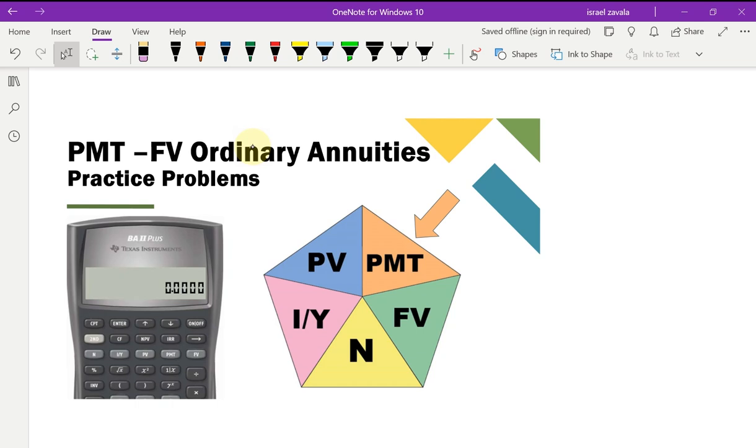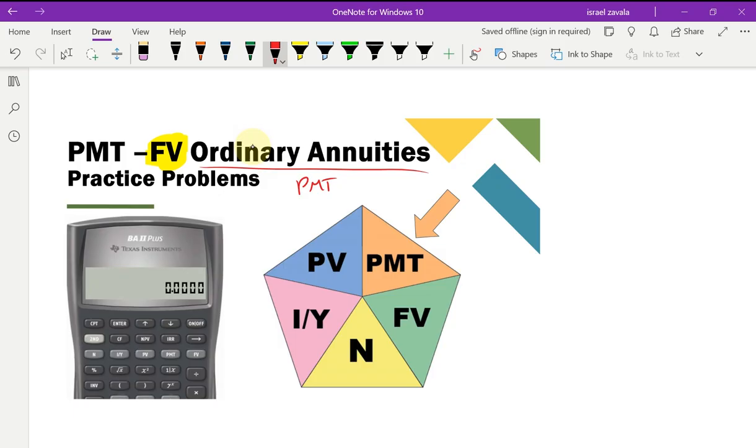Welcome back, students. Today we're going to be talking about payments. We are unlocking a new term in our time value of money pentagon that we have here, okay? However, we're going to be solving for the future value of a set of ordinary annuities or payments. When you see ordinary annuities, we are talking about PMT in the financial calculator.